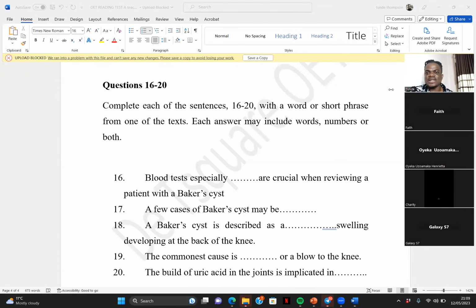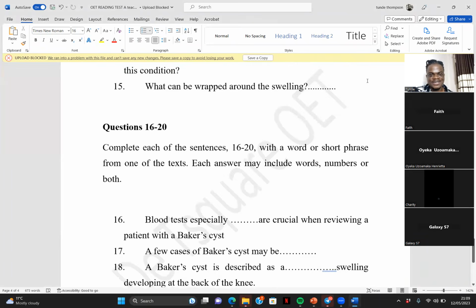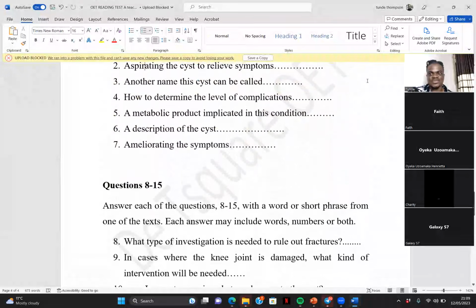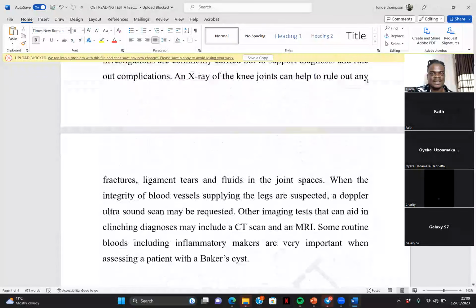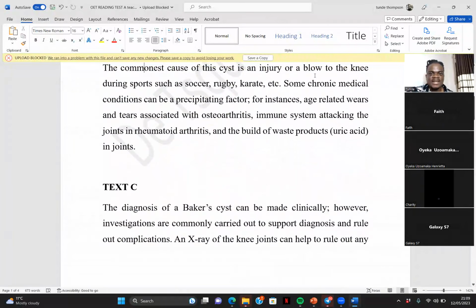Well, I think there is actually a mistake in that text anyway. Because uric acid is actually in gout in medical terms, but let's see. I think I didn't finish up the text. Let's see. So the immune system attacking the joint in rheumatoid arthritis, and the buildup of waste product, uric acid, in the joints of persons with gout.